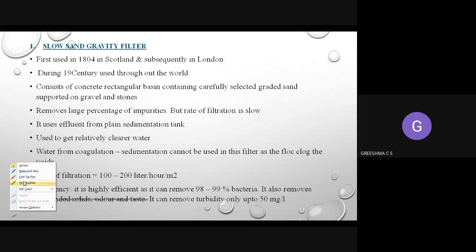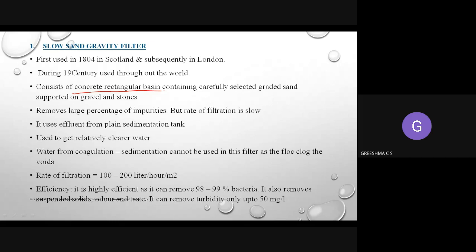Yes, we have seen, right? It has a concrete rectangular basin, which has graded sand supported on gravels and stones. In the topmost portion of the basin, it has graded sand. We are not using normal sand. We will be grading the sand.